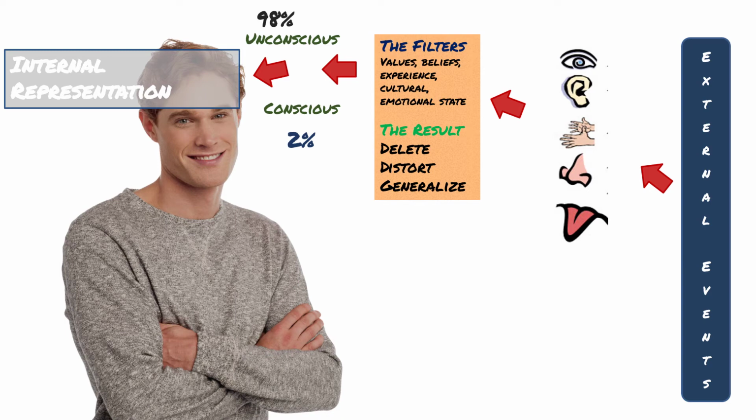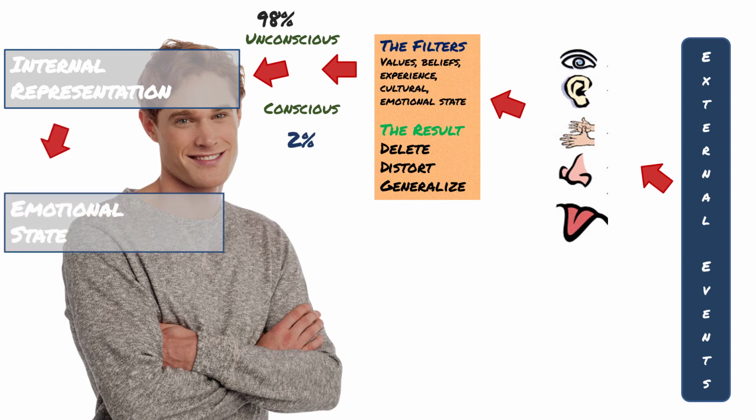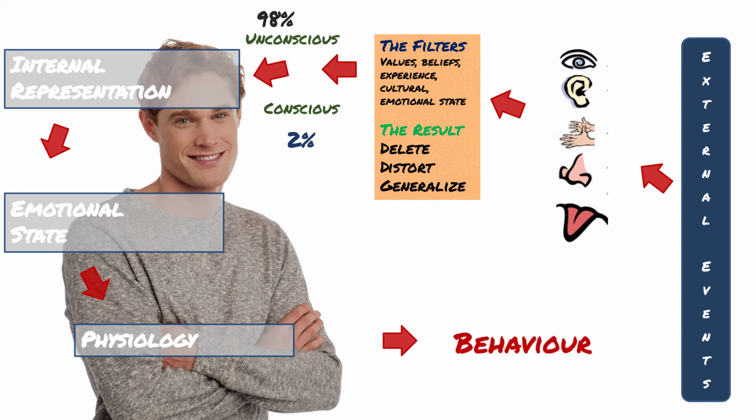Now, those internal representations on the way out start to influence our emotional state, how we feel about things, how we're responding to things. That emotional state, in turn, influences our physiology, our body language, how we stand, how we move. And then ultimately, this all comes out in our behaviours, often referred to as our say-do behaviours.